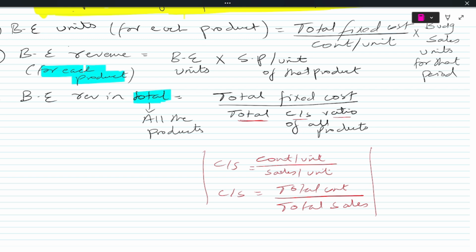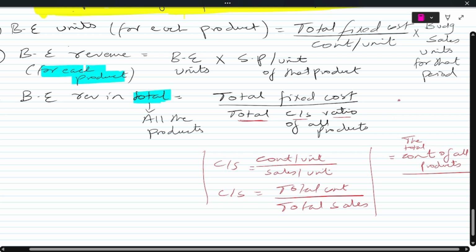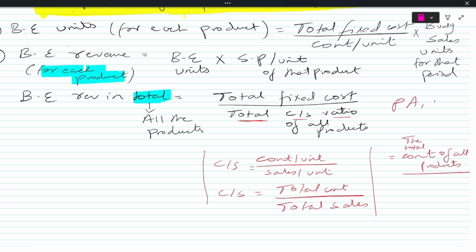It is not going to be like this. It is going to be the total contribution of all products. Remember that, because now this is multi-product, right? So you are taking the total contribution of all products. So for example, if you have product A, product B, and product C, you are going to calculate the contribution of all the three products, and then you are going to add them. That is going to be the total contribution of all products, and then you will be dividing it by the total sales of all products.